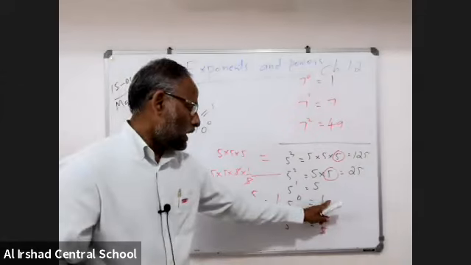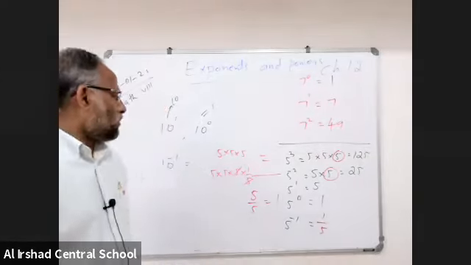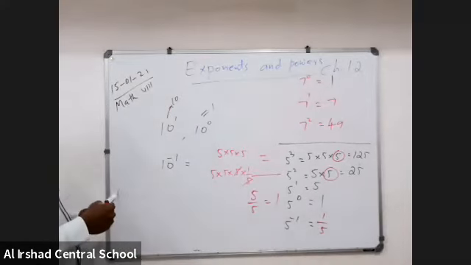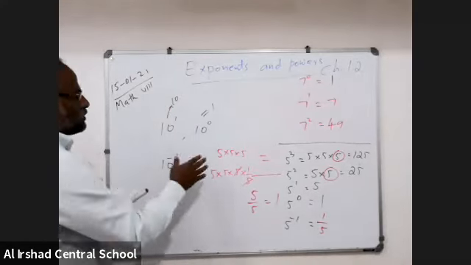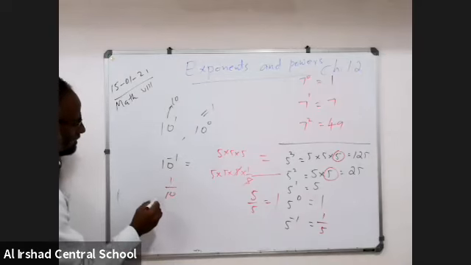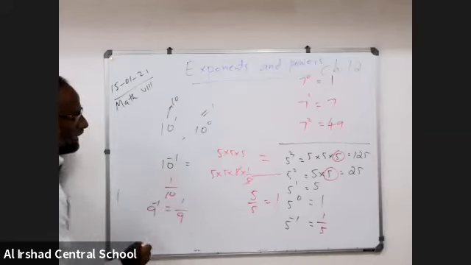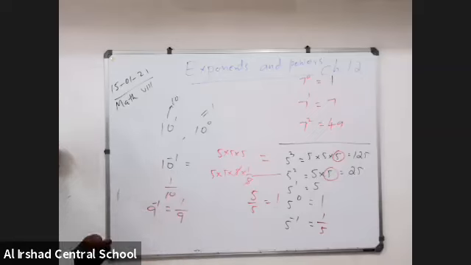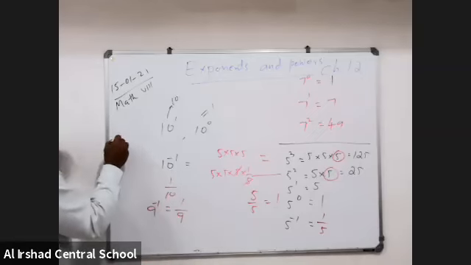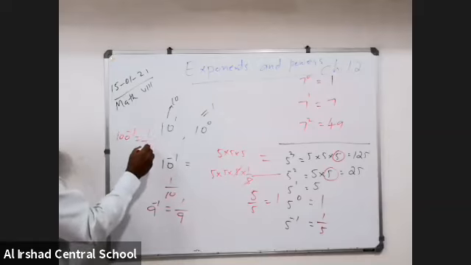That is 1. Again 1 into 1 by 5. That is 1 by 5. Now, sir, we can do 10 inverse 1, 1 by 10. 10 inverse or 7 inverse or 9 inverse 1 is 1 by 9. Now, 100 inverse 1 is 1 by 100.